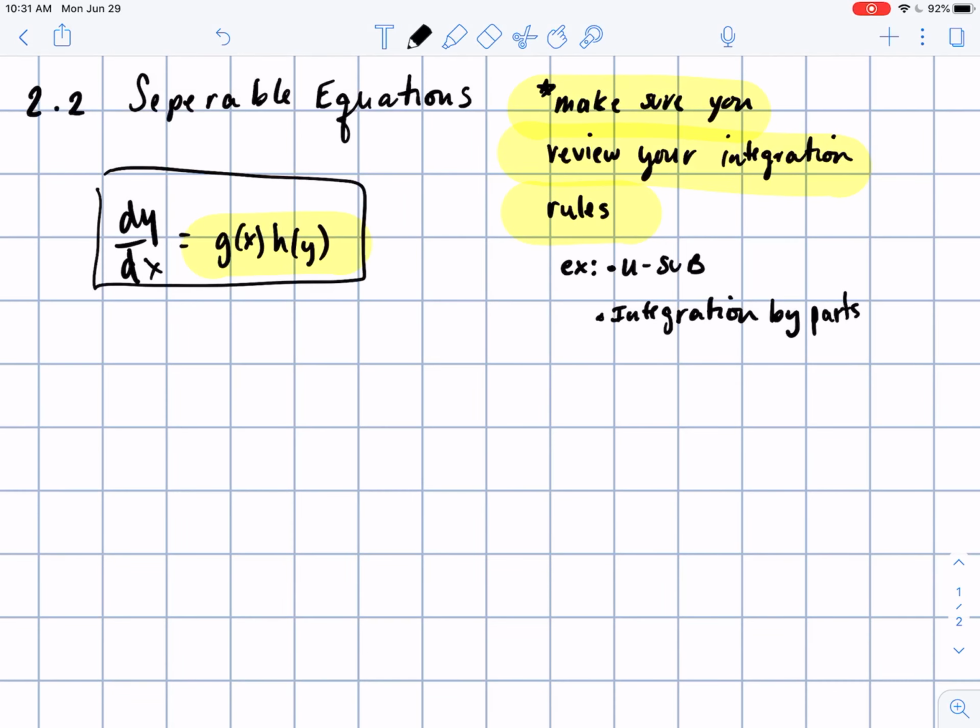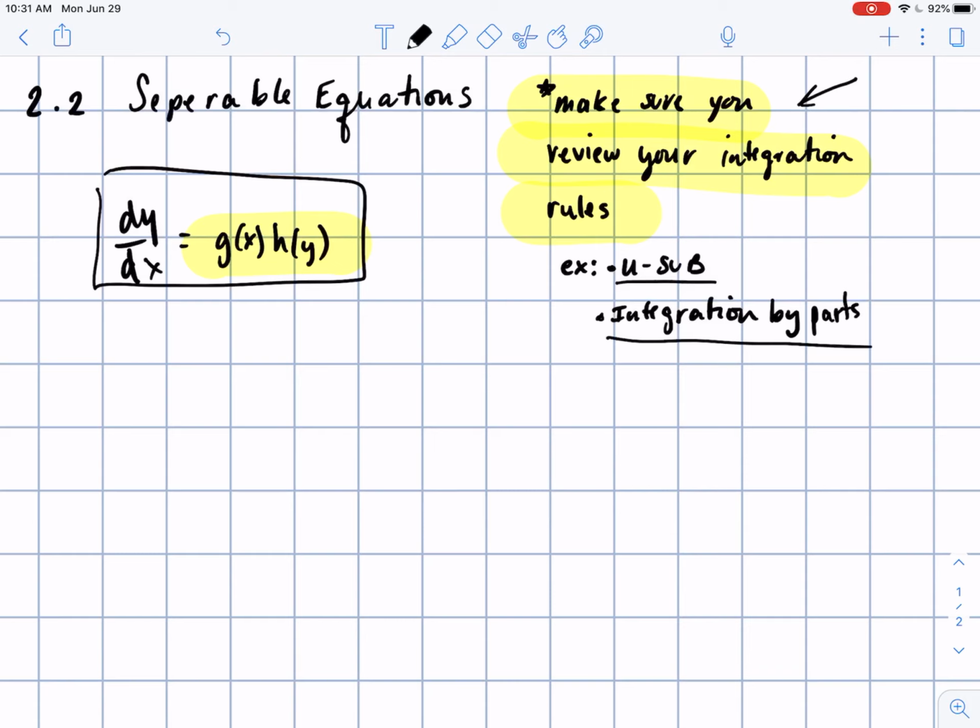All right, class. So I'm going to do 2.2 separable equations. You can see this highlighted part here. Make sure that you review your integration rules, which I'll go over as I do a couple examples today. Especially u-substitution and integration by parts, okay?